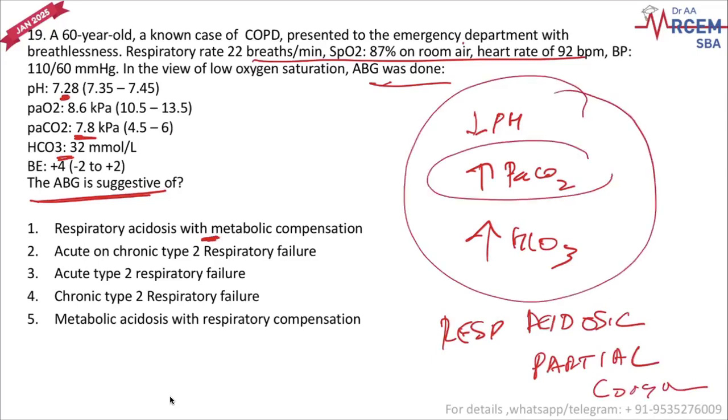Is it a type 2 respiratory failure? Yes, it is a type 2 respiratory failure. Is it an acute type 2 respiratory failure? Yes, it is. Is it chronic? Yes, because the bicarb is on the higher side, it is chronic. So acute on chronic type 2 respiratory failure is the right answer here. The second one is the right answer.